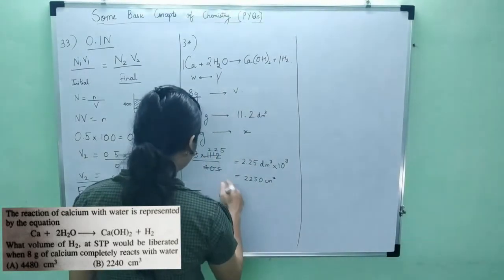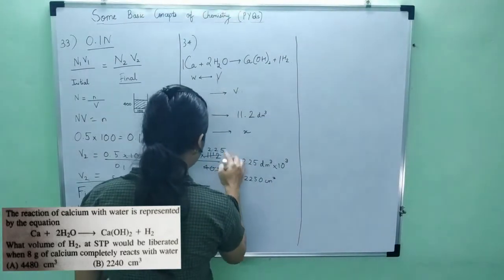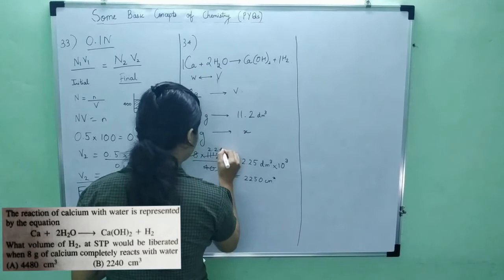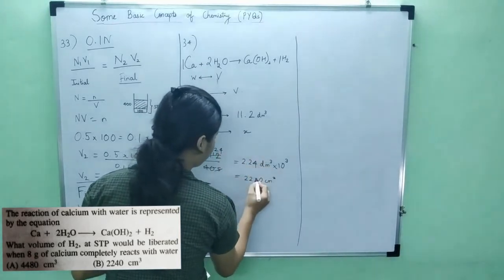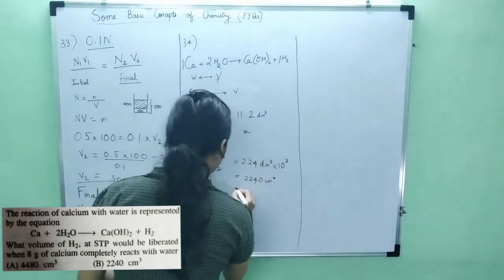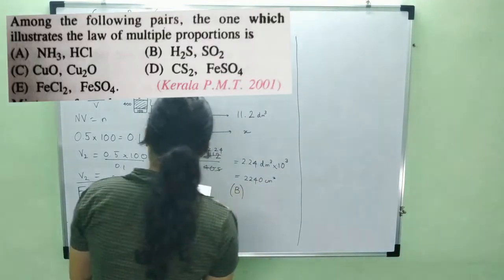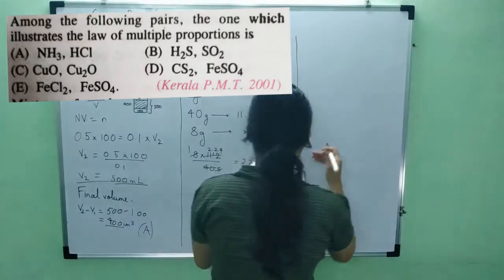Which is the answer? Is it 225 or 224? Sorry, it is 4. So the answer is option B. Okay, let's look at the next question.